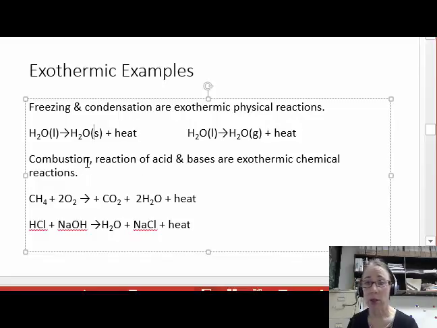Combustion or burning and the reaction of acids and bases are two examples of chemical exothermic reactions. The products have less energy than the reactants, and this energy is released as heat, and the temperature of the surroundings increases. There are dozens of exothermic reactions occurring in our body right now, which generate the heat needed to keep our body temperature constant.